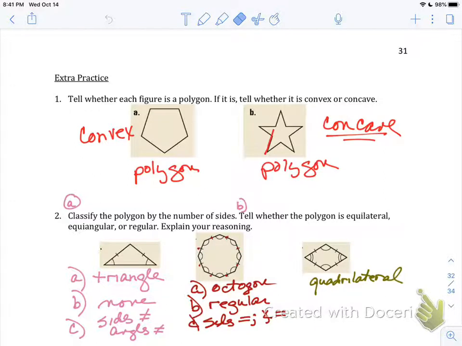So what do I see? I see I have the same hash mark on the sides, but I have different hash marks on the angles. Some are single, some are double. So I can say that it is equilateral. Okay, what's my reasoning? Sides are equal. Okay, one more problem.